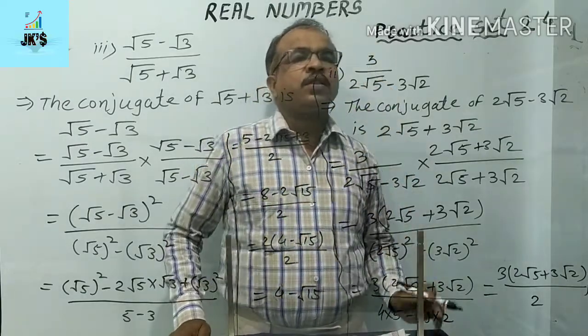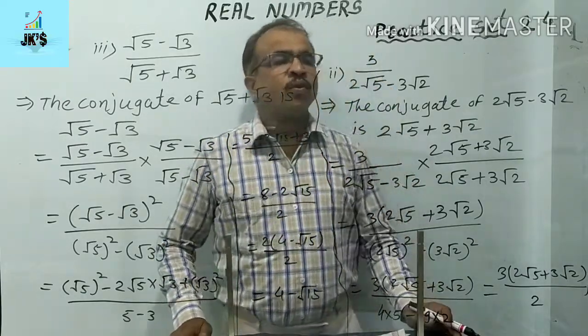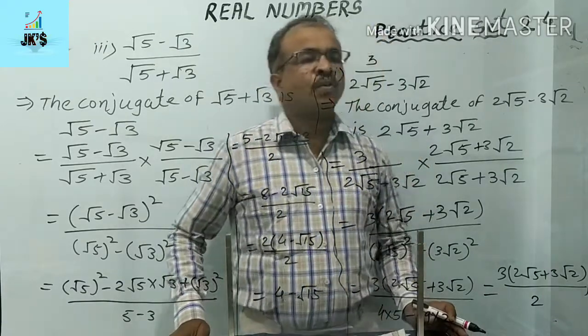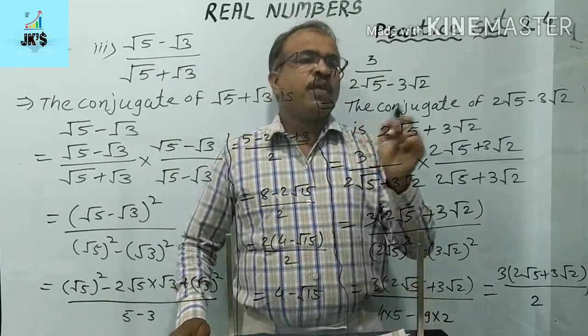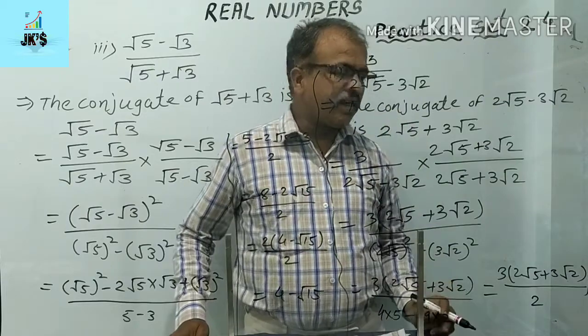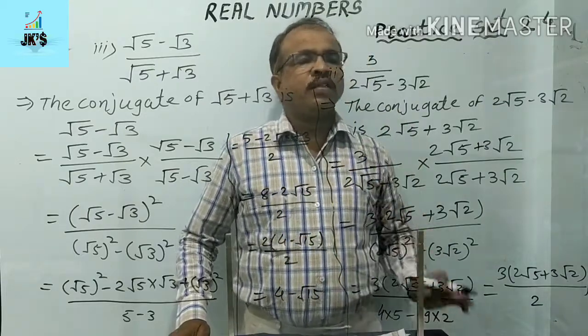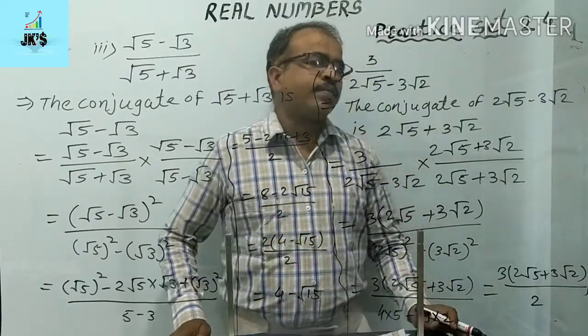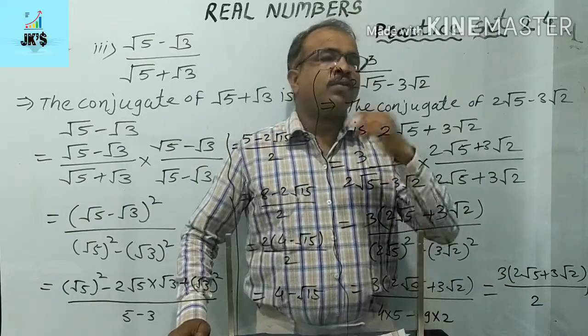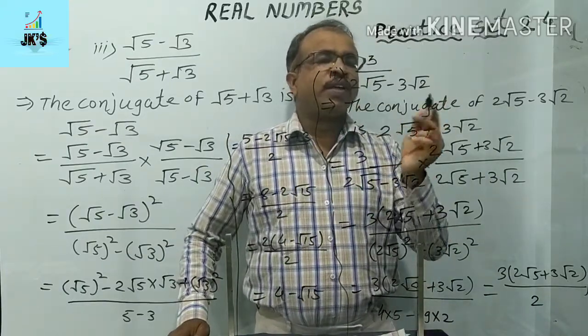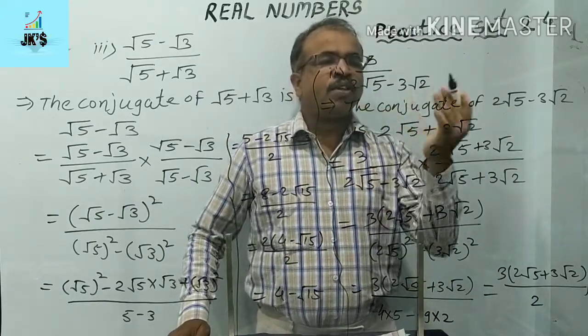Okay. Now the second example of question number 2, rationalize the denominator. The example is 3 upon 2 root 5 minus 3 root 2. Obviously the denominator is irrational and it is a binomial quadratic surd. So we have to multiply by its conjugate.